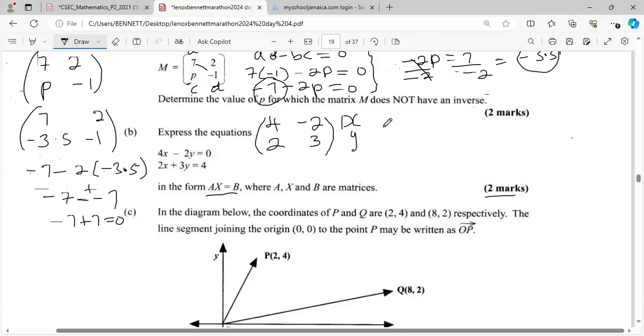So this is what they ask you to do. For the 2 marks, this and this equal to 0, 4. But I said just solve it. So I'm going to see if we can solve it. So what we have to do is to find the inverse.